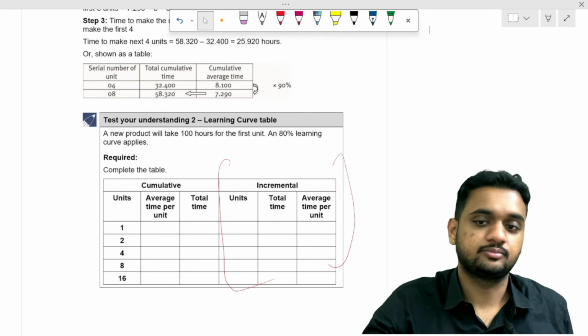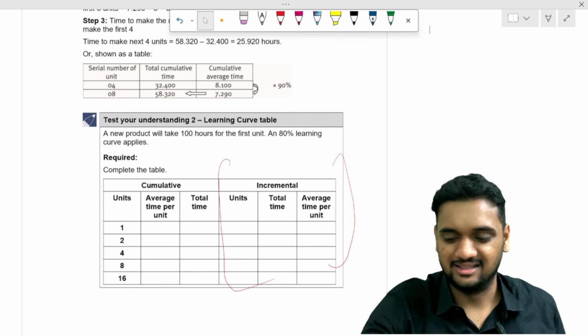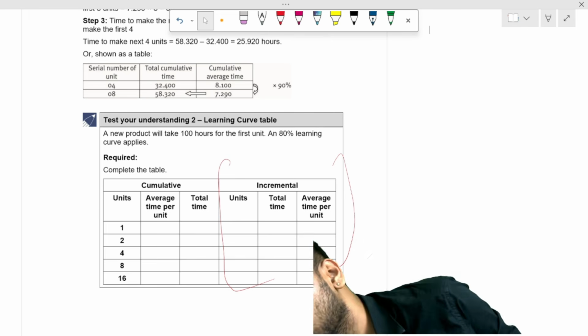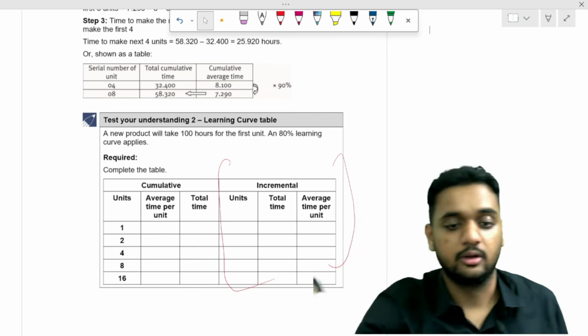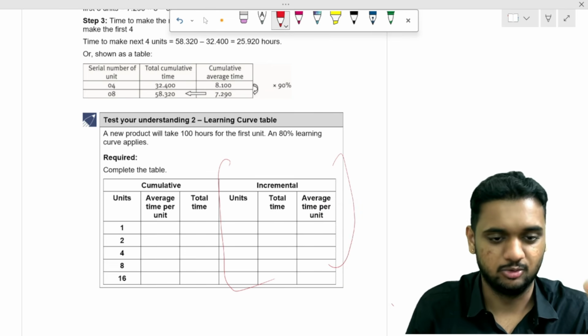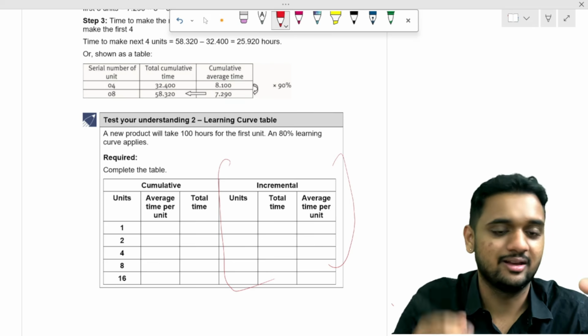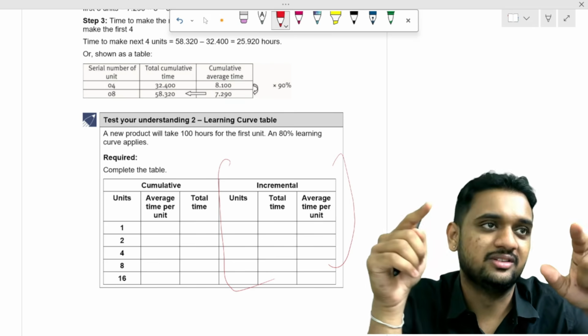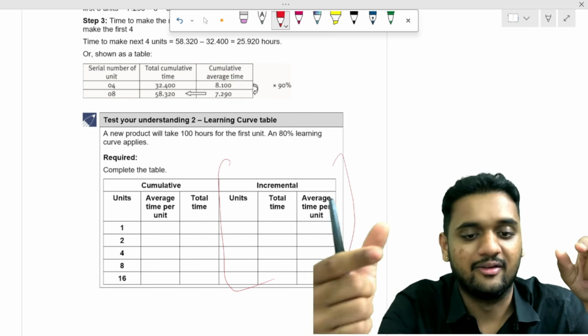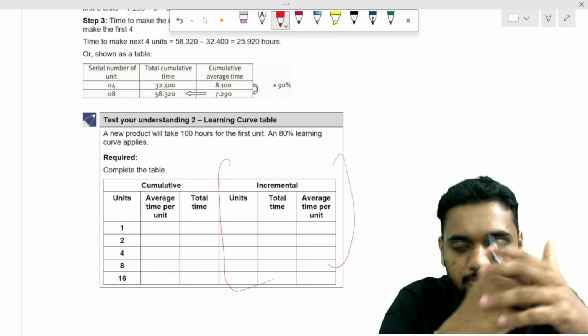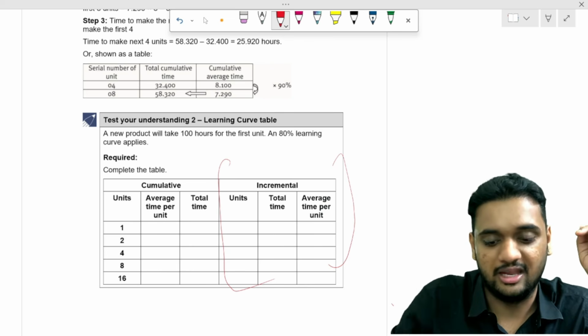Understood? This is unnecessary. Incremental is totally unnecessary. Don't move the mic. Don't move the camera. But they are asking how many units are increasing, and how much the total time is increasing. The total time divided by units, you will get the incremental average time per unit. Understood? Yes or no? This is the table approach.